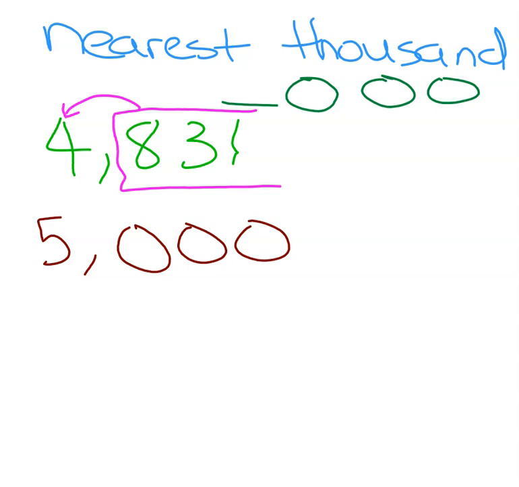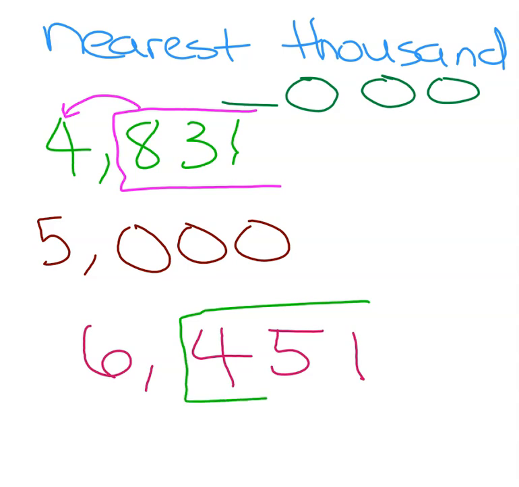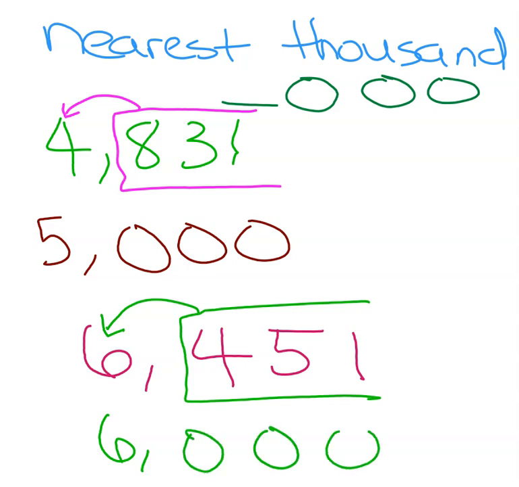Another example we have is 6,451. So we're going to start off by marking off the last 3 numbers right here, and we're going to check if it's up to 500. If it's not up to 500, we round down. If it's 500 or more, we're going to round up. So this is less than 500. So this is the digit we're going to work on. This is going to be 6, and then we have 0, 0, 0.